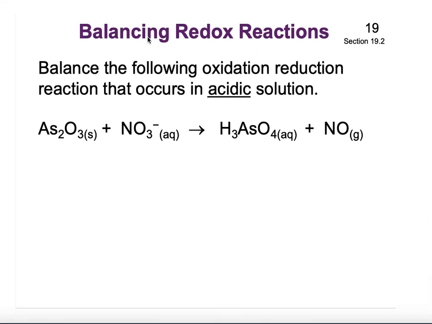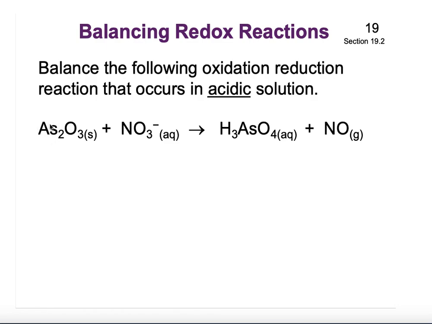Balance the following oxidation-reduction reaction that occurs under acidic conditions, or acidic solution. What we're given is the full redox equation, but it's not balanced, and we are told that it is in acidic solution. Remember that the first step was to separate it into the two half reactions, one for the oxidation, one for the reduction, and we don't need to know right now which one is the oxidation and which one is the reduction. The easiest way to do this is to look at what compounds or ions have the elements that are not oxygen or hydrogen.